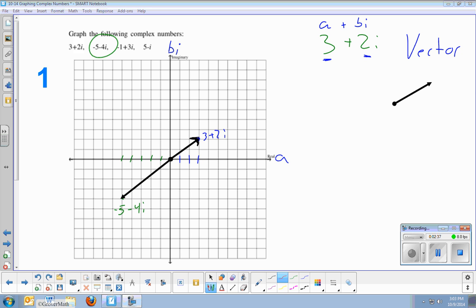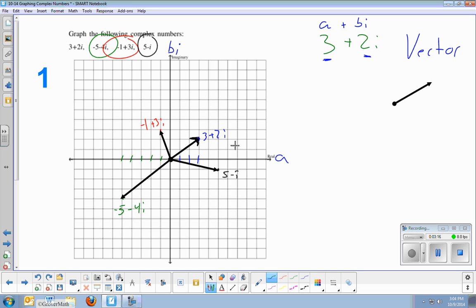Okay, let's take a look at negative 1 plus 3i. That's negative 1 on the real axis and plus 3 on the imaginary axis will give us this vector here. And let me label it. Negative 1 plus 3i, and then one more here. So I'll do this one in black. 5 minus i is 5 on the real axis and negative 1i on the imaginary axis. And so that is 5 minus i.